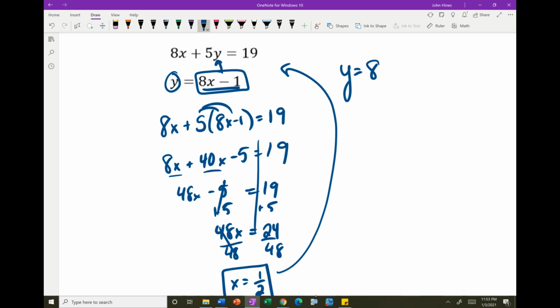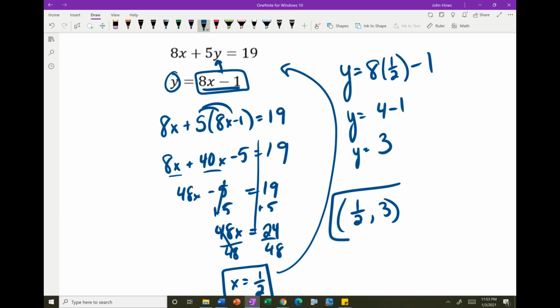Y equals, and it doesn't matter which one you plug it into. I like to plug it into the one that already has y by itself. 8x minus 1. 4 minus 1 is 3. So these lines intersect at the point 1/2, comma 3. That's where these two lines intersect.